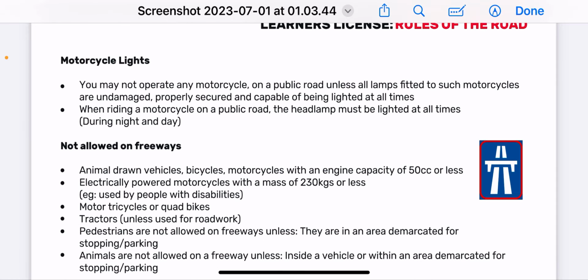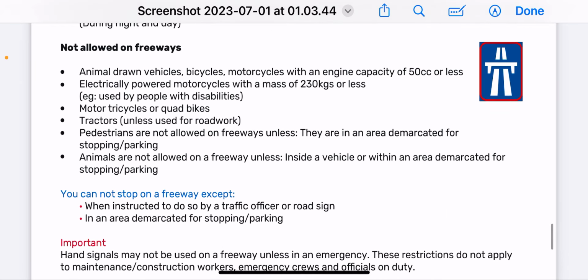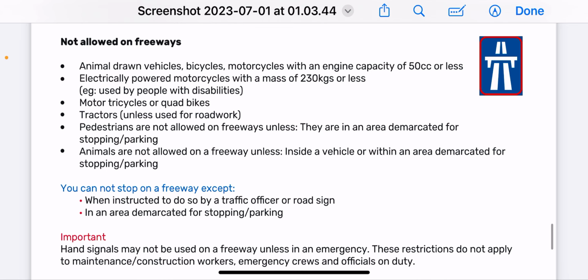Motorcycle lights, I am going to pass that one. We're not doing motorcycles today. And what is not allowed on the freeway, we have covered this one, but we can just read through.